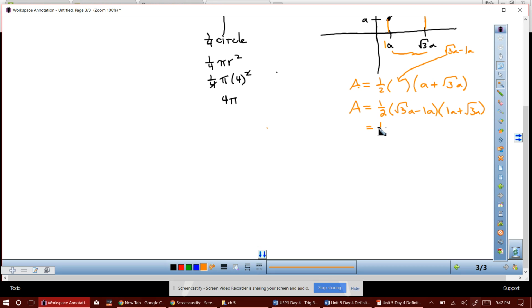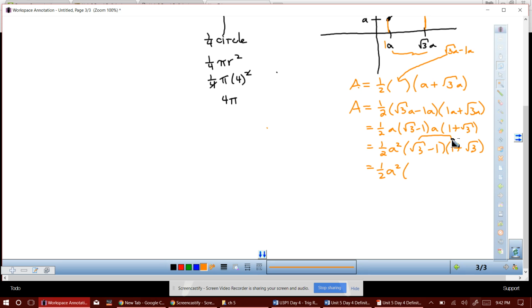So what I'm going to write this as is 1/2. I'll factor out an a, and that will leave me square root 3 minus 1. I'll factor out the a, that will leave me 1 plus square root 3. So I have 1/2 a squared, square root 3 minus 1, 1 plus square root 3. Think about foiling. I'm hoping you notice that those are definitely conjugates, but let's say that we didn't. So we would FOIL it out.